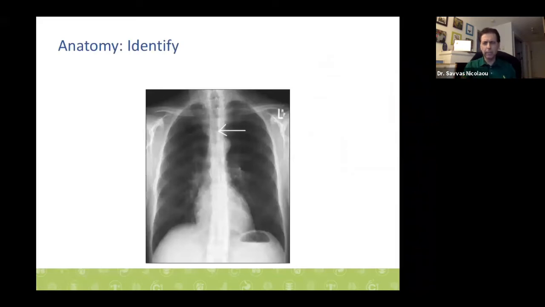Anatomy, why is it important to know anatomy? This is the trachea that is slightly deviated towards the right of the midline by the transverse portion of the thoracic aorta that sits on the left of the trachea.